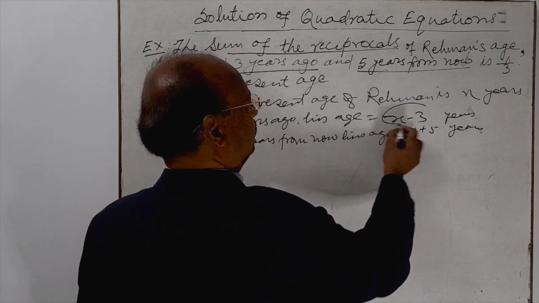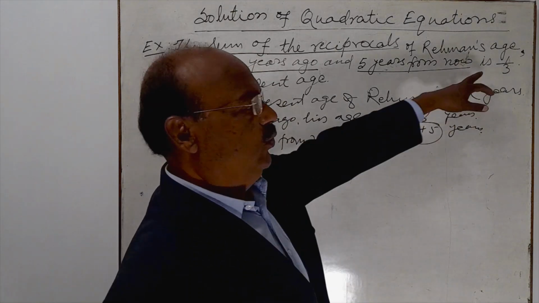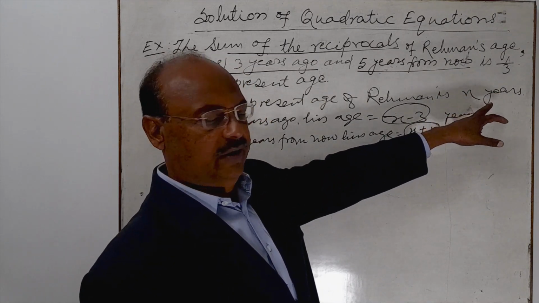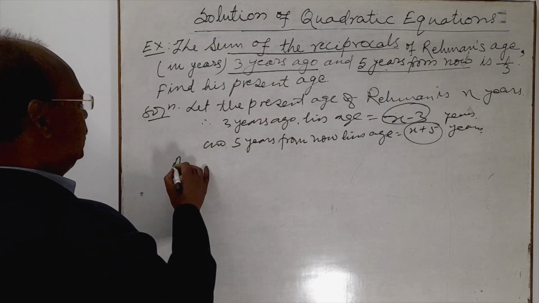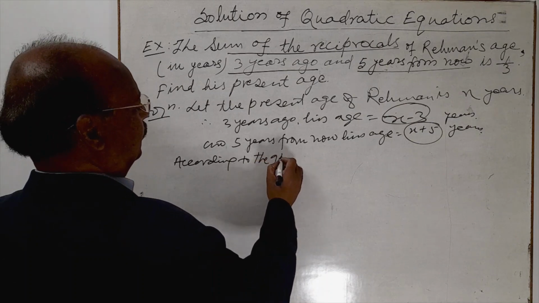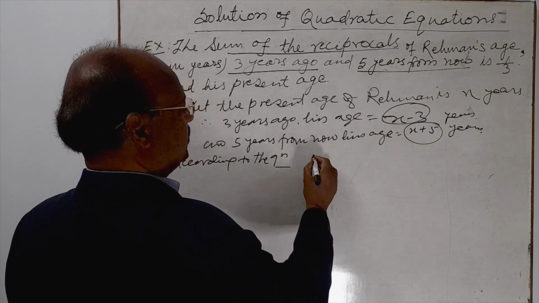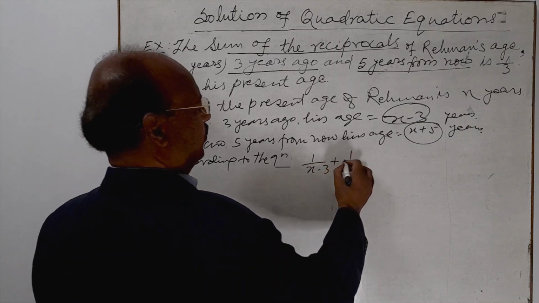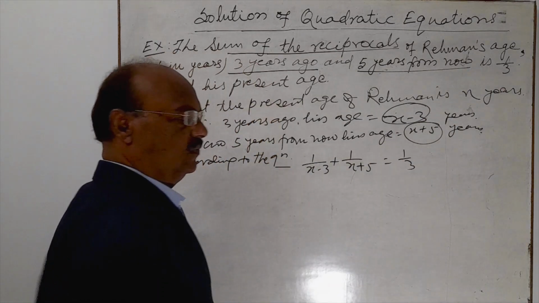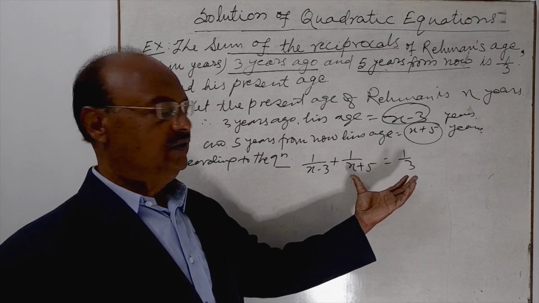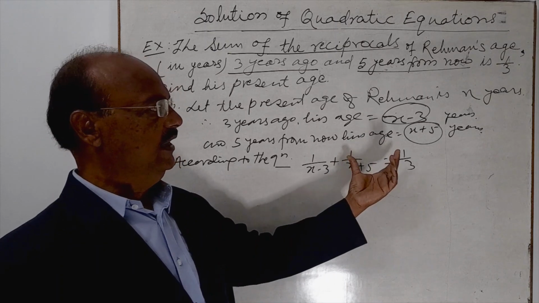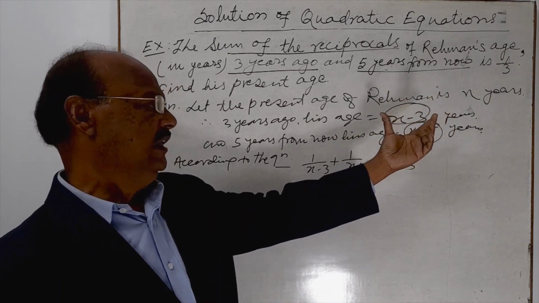So the reciprocals of these two numbers sum to 1 by 3. We have to find the value of x, the present age of Rehman. Correct? So according to the question, 1 by x minus 3 plus 1 by x plus 5 is equal to how much? 1 by 3. After simplifying it, we will get a quadratic equation, and we will solve it. We will get the value of x, the present age of Rehman. That we will do now.